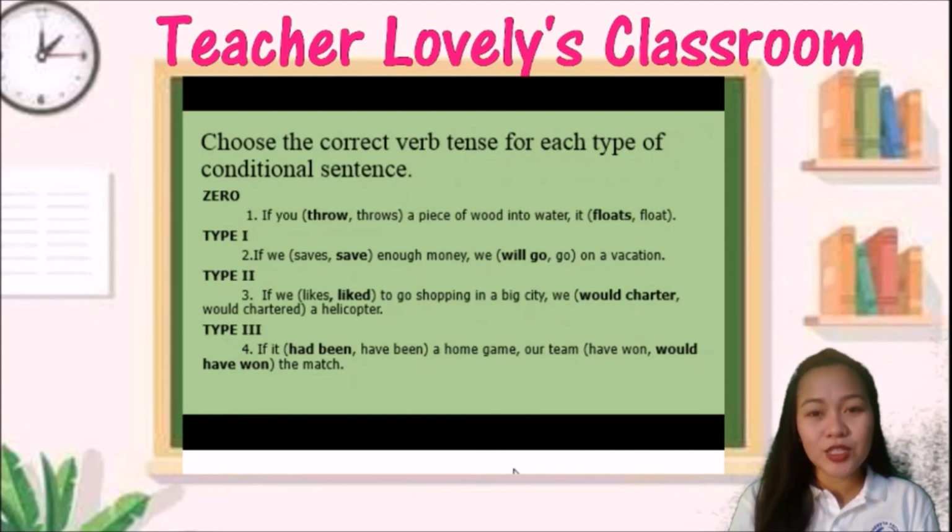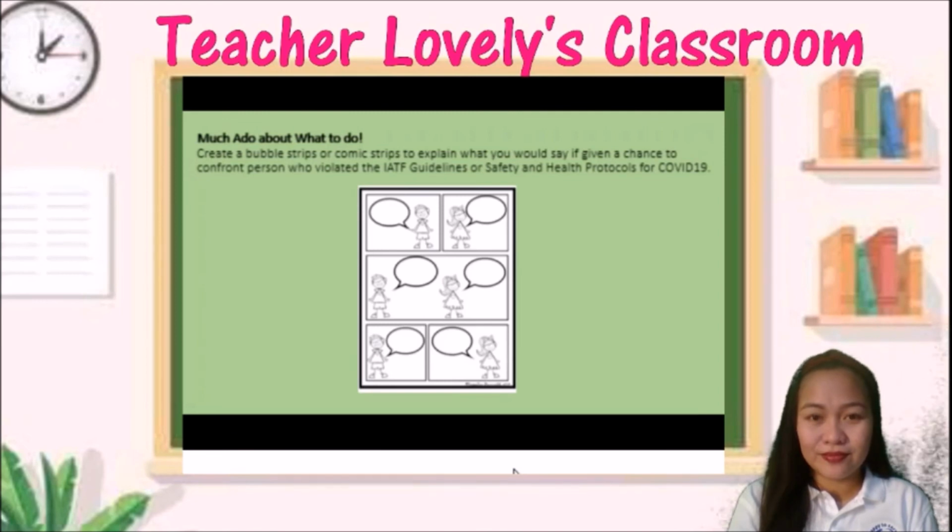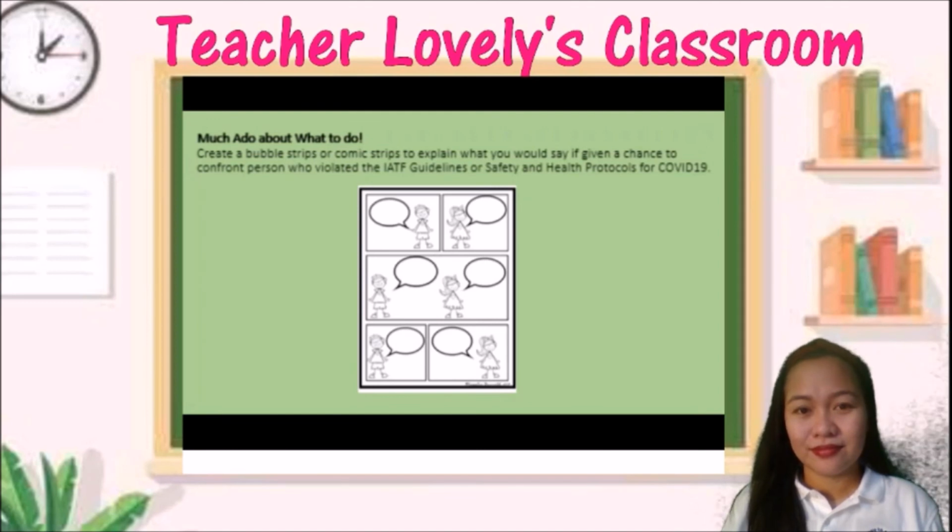Now, let's move forward to the last part of this lesson, which is your activity. It's entitled, Much Ado About What to Do. Here, I want you to create bubble strips or comic strips to explain what you would say if given a chance to confront a person who violated the IATF guidelines or safety and health protocols for COVID-19. That is all about the different conditional sentences or the if clause.